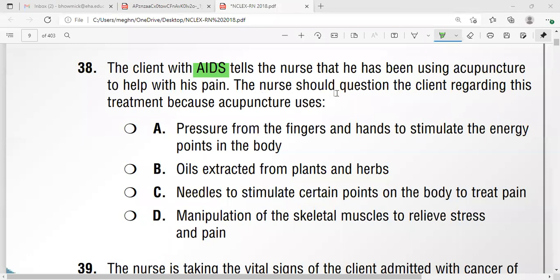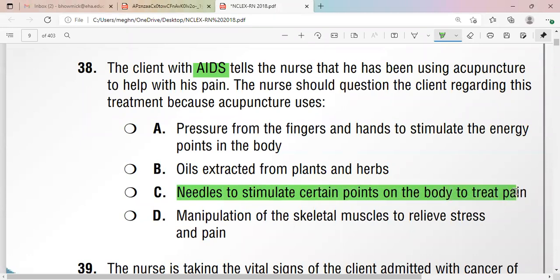Number D, manipulation of the skeletal muscles to relieve stress and pain. The correct answer is number C, right? Needles to stimulate certain points on the body to treat the pain.